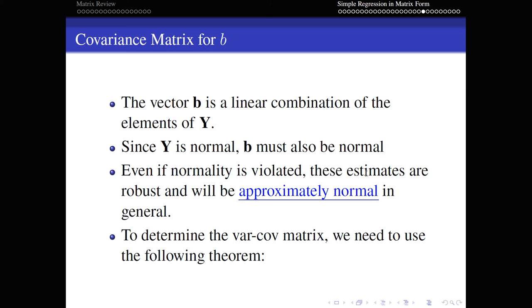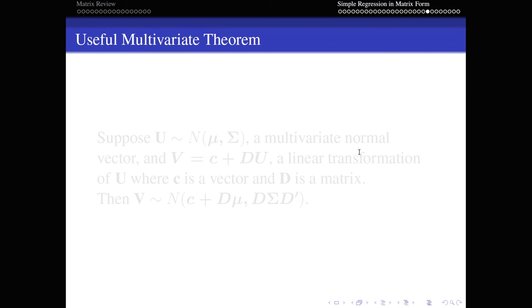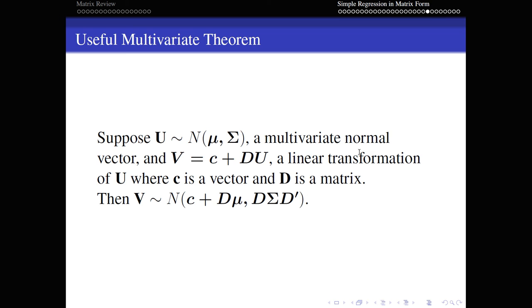So to determine the variance-covariance matrix, we need to use a theorem. In our theorem, suppose that U is a vector that's distributed as a normal with a mean of mu and a variance-covariance matrix of capital sigma, and that V equals C plus DU is a linear transformation of U, where C is a vector, so we're just adding a vector, and D is a matrix, so we're multiplying this matrix times this vector U.